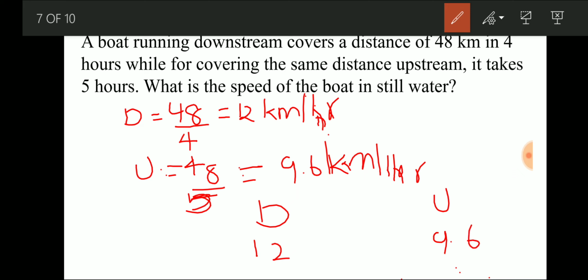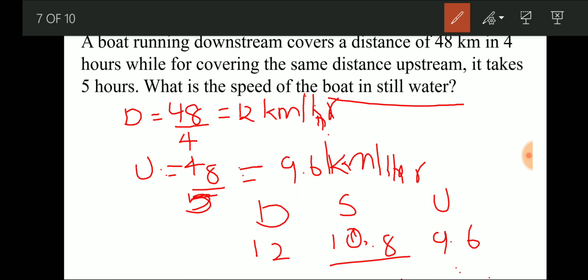The question is, what is the speed of the boat in still water? The speed of the boat in still water would be the average of these both, somewhere in between. I get the value as 10.8. So still water speed is going to be 10.8 kilometers per hour. It's very simple. You could just add both of these and divide by 2, or else you could find the mid value of 12 and 9.6, which is 10.8.